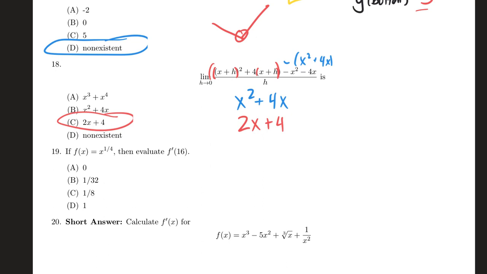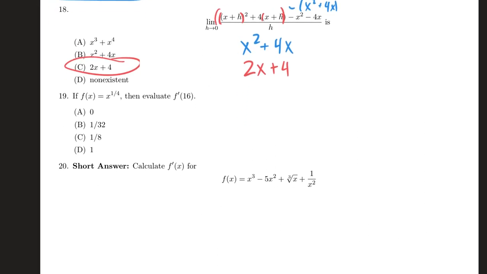Again, you could just solve this all by hand. It's going to take you a little bit more time, but if you recognize this is just the limit definition of x squared plus 4x's derivative, then you can just do the power rule and save yourself some time. So nothing wrong with doing it the long way, but if you can recognize a shortcut, it'll save you some time.